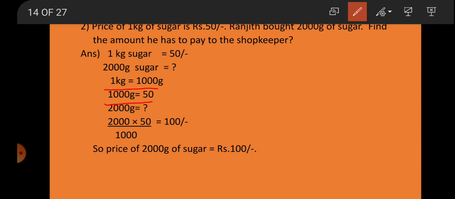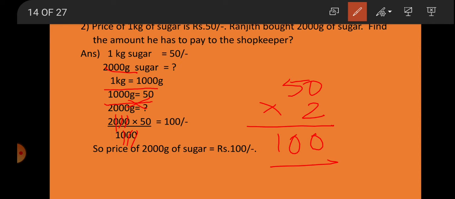So we have to find out 2000 grams. So 2000 into 50 divided by 1000. 0, 0 cancel, 0, 0 cancel. So 50 into 2: 2 zeros are 0, 2 fives are 10. So the answer is 100. 2000 grams means nothing but 2 kg, right? 1 kg is 1000 grams, so 2000 grams means 2 kg. So 2 kg is 100 rupees. Okay. Next.